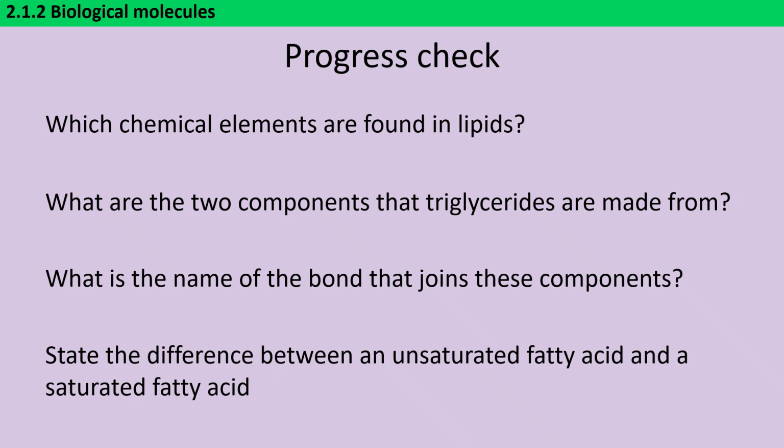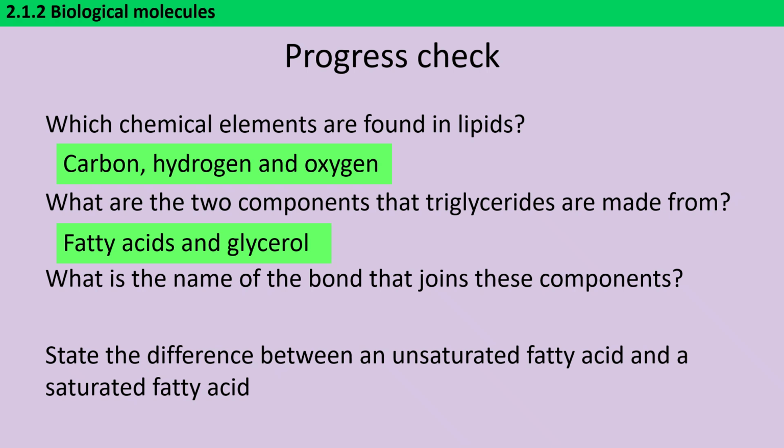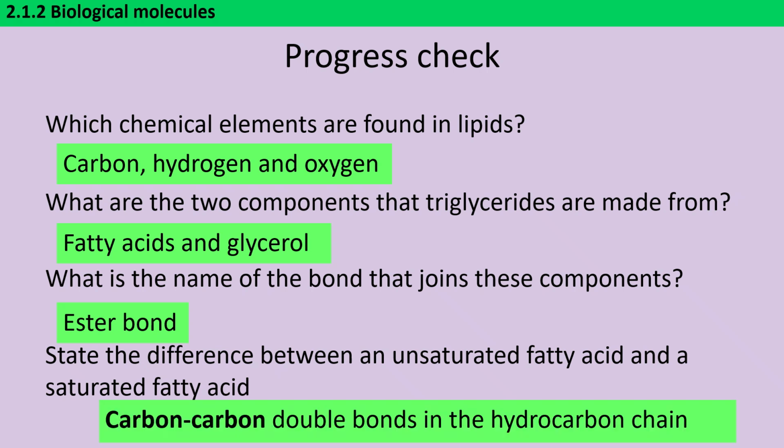Lipids contain carbon, hydrogen and oxygen. Triglycerides are made from a glycerol molecule joined to 3 fatty acids. These are joined together by ester bonds. Unlike a saturated fatty acid, an unsaturated fatty acid contains one or more carbon-carbon double bonds as part of the hydrocarbon chain.